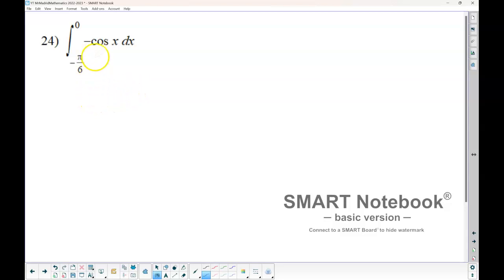Okay. So if you're worried that this negative might get lost in the sauce, we can just pull it out here for now. Okay. So let's go ahead and again use this bracket notation across the board. So we've pulled out the negative, and we're going to integrate cosine, which is sine x. We're going to go from -pi/6 to 0. Okay. So from there, what do we do? You can pause the video here.